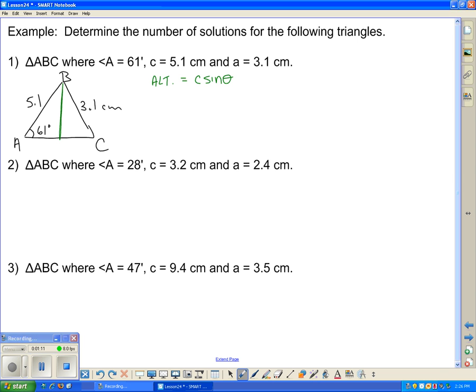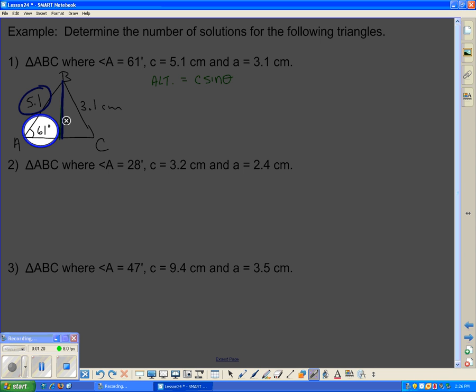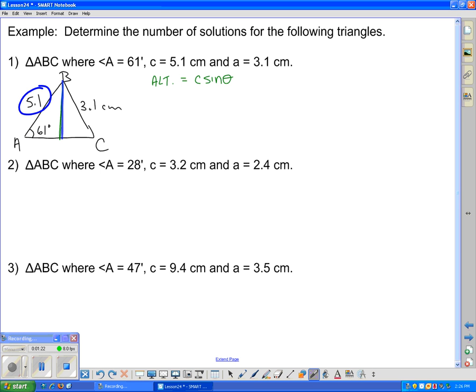The way you remember is that if this is your altitude right here, it's always going to be this value multiplied by sine of that. So you know it's going to be 5.1 sine theta. So in this case, to keep it correct, note C sine theta. So the altitude of this triangle is 5.1 multiplied by sine of 61. Now you're just punching it in the calculator. So 5.1 times sine 61 equals 4.5.